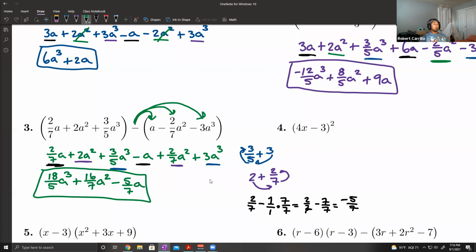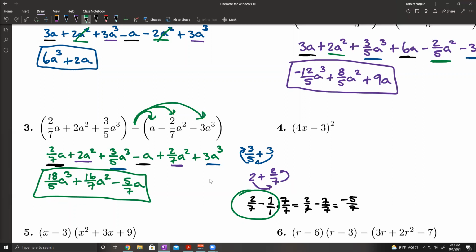Okay. So any questions on those three that we just did? Right there. Good. The -5/7 a. We have to change that sign at the end. So we change it to -5/7 because the operation is 2/7 minus 1. So 1 is actually bigger, therefore the final result becomes negative.